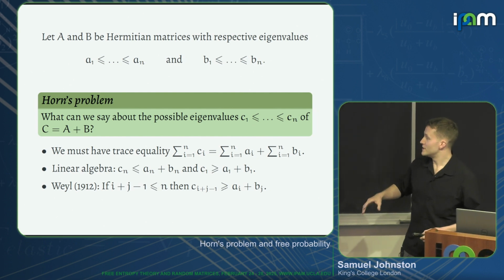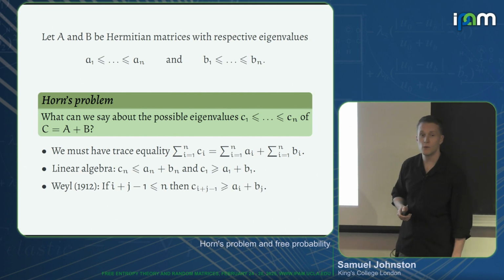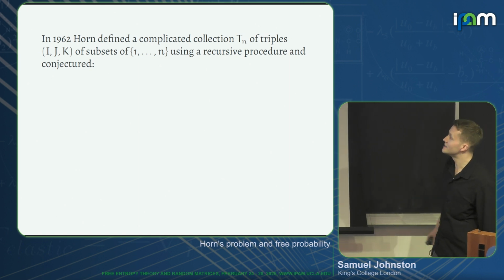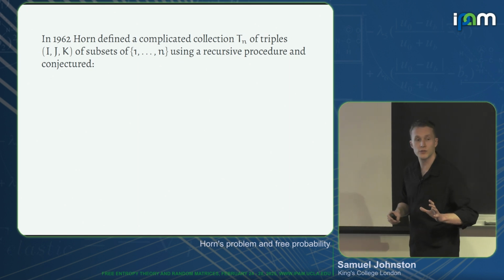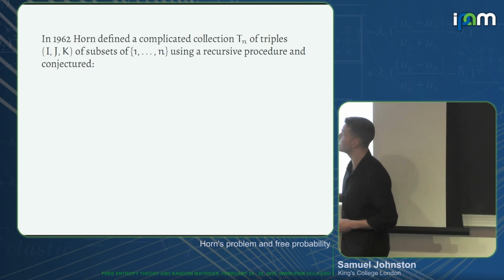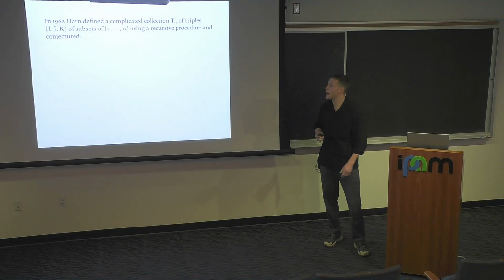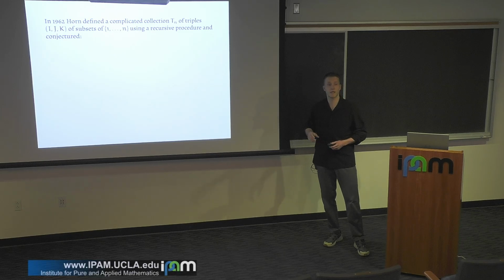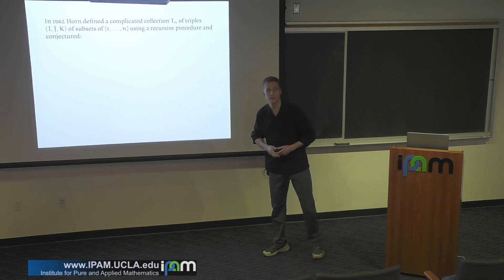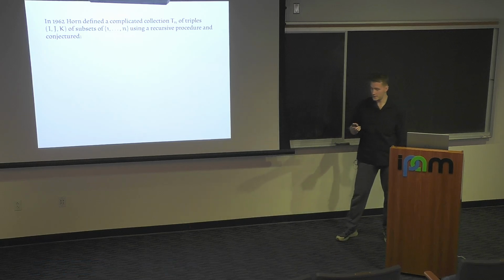Over the 20th century, mathematicians developed more and more inequalities that these c_i have to satisfy. But it wasn't until the 1962 work of Horn that this was really tackled systematically. So Horn used this kind of intricate recursive procedure to define a collection of triples I, J, K of subsets of the integers 1 through n. And Horn conjectured that if you associate with each of these triples of subsets an inequality, then this collection of inequalities would fully classify the possible eigenvalues of the sum of two matrices.